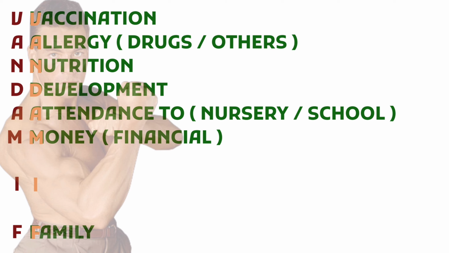Attendance to school or nursery, in detail. M for money, who's financing the family. If the boy is above 16, is he dependent or independent, working or not working? Do you have any support from government, for instance? And so on. Now we're reaching the last part of VANDAMMEF, which is family.